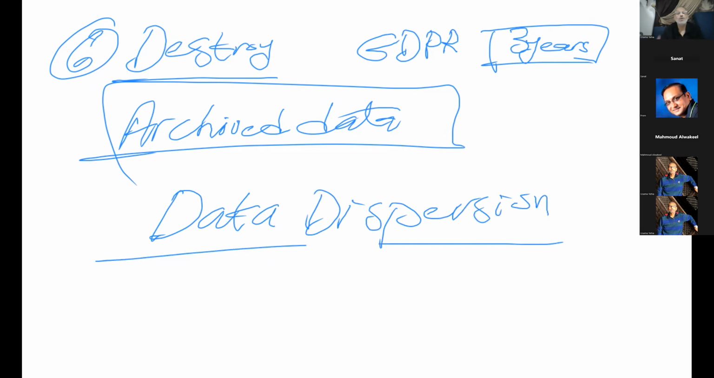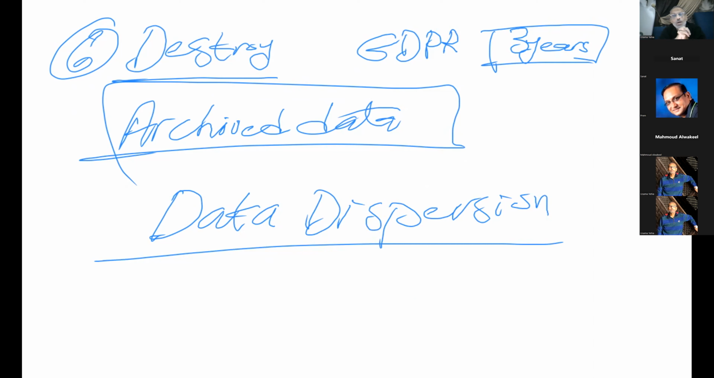Data dispersion is very important, especially in the cloud. If we are speaking about on-prem, life will be very easy. Why? Because I know the border of my database. I have 5 storage, with 2 storage in the production data center. I may have an additional data center, and I know exactly where my data is.